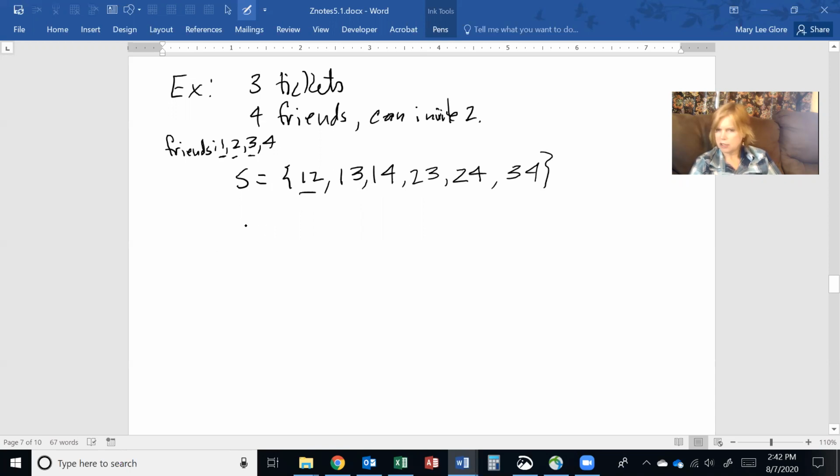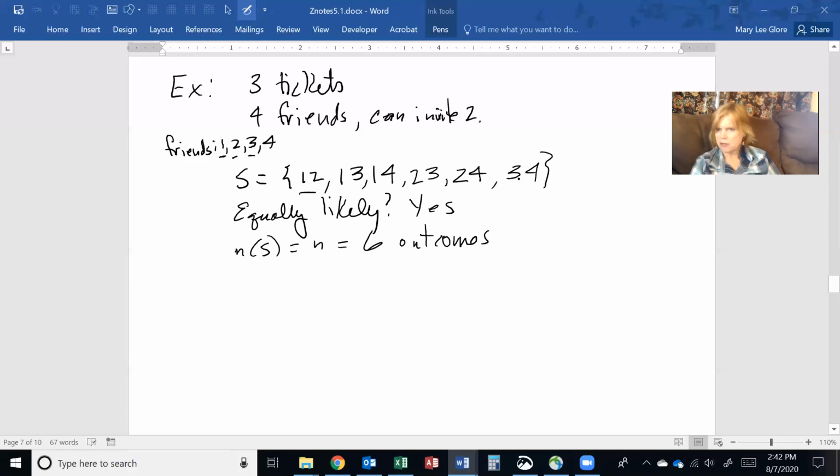And so are those equally likely? And the answer is yes. None of these are preferred over the other. It's not like 1, 4 is more likely than 2, 4. They're all the same. So I have 1, 2, 3, 4, 5, 6. So n of S, or little n if you like, is 6 equally likely outcomes. So the probability of each one of these is 1/6. So P is 1/6 for each possibility.